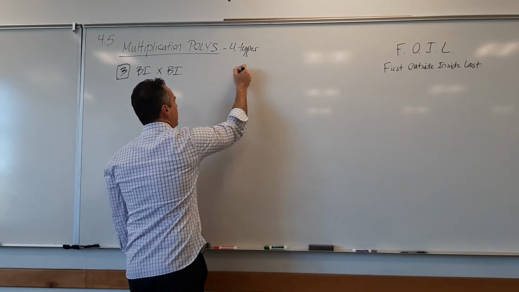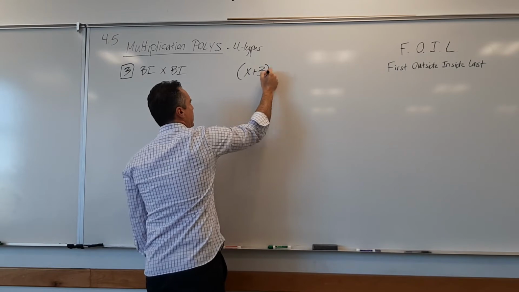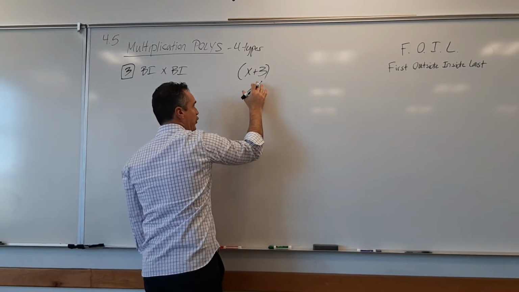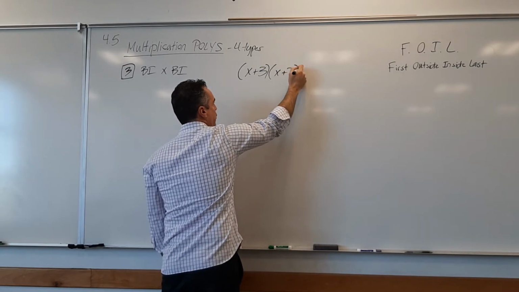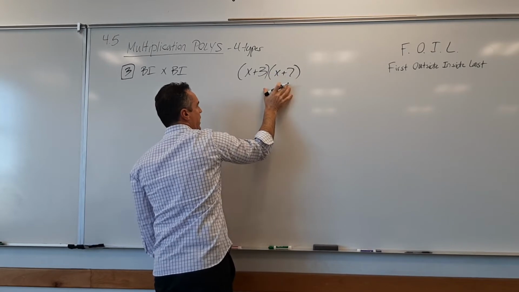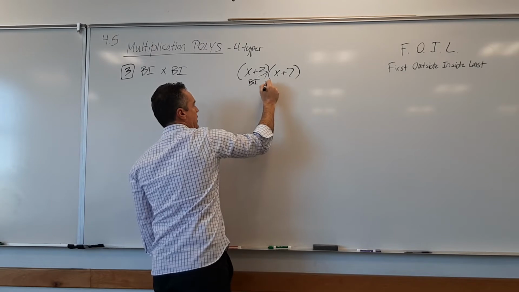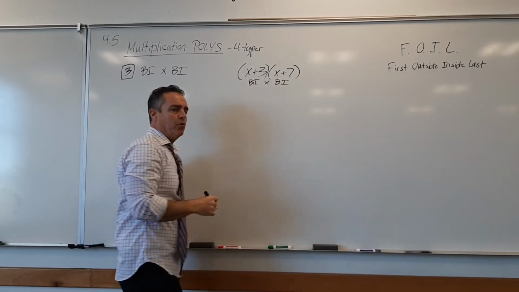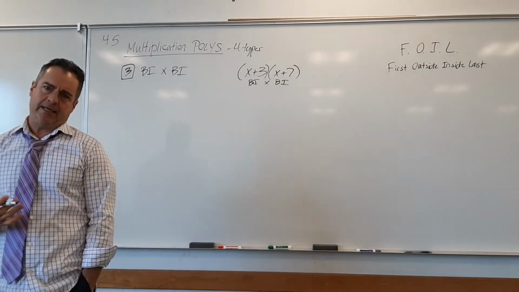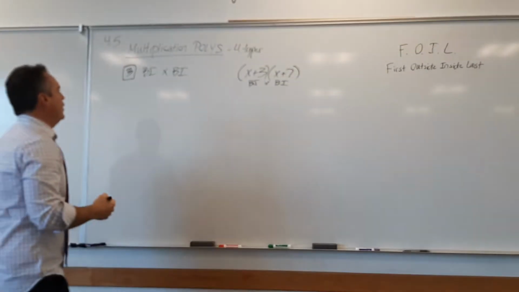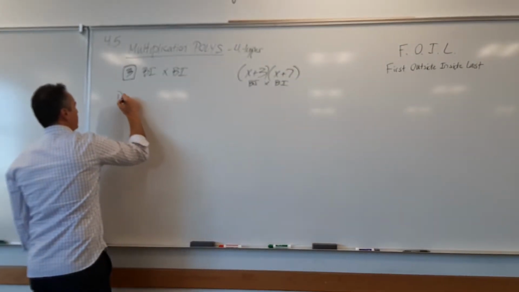So if I have a binomial, x plus 3, again, how many terms in this polynomial? 2, times another binomial. Again, what's written in between these? Nothing, so it's being multiplied. I have 2 terms here, 2 terms here. In other words, I have a bi times a bi. Okay, a binomial times a binomial. Makes sense, right? So here's the first concept that you need to understand.